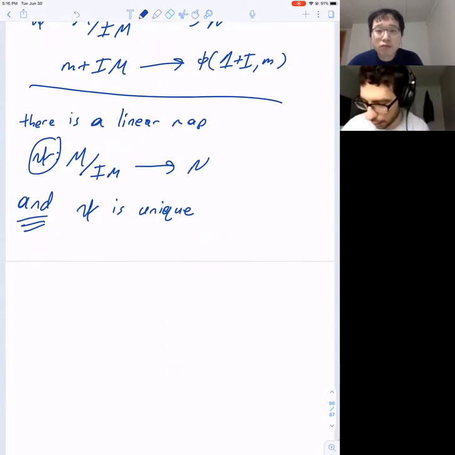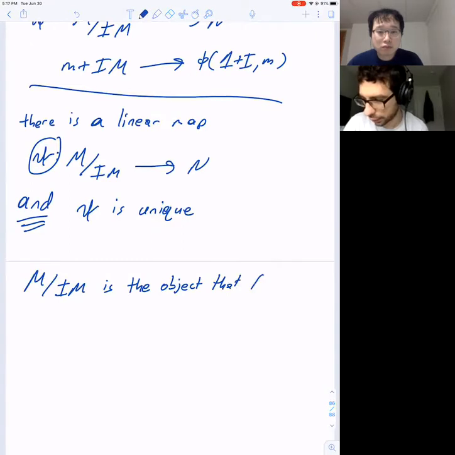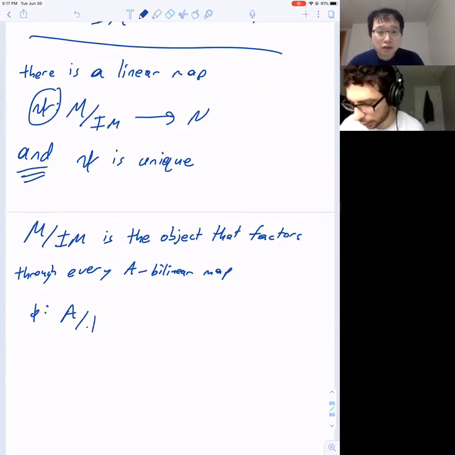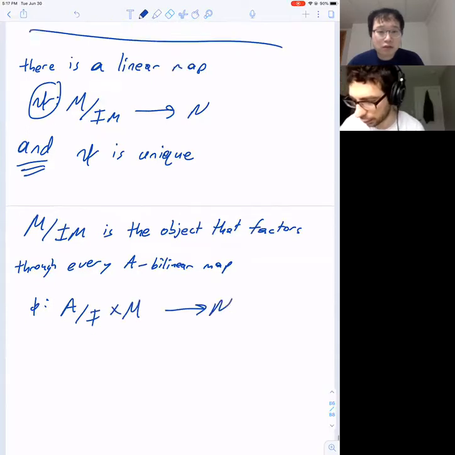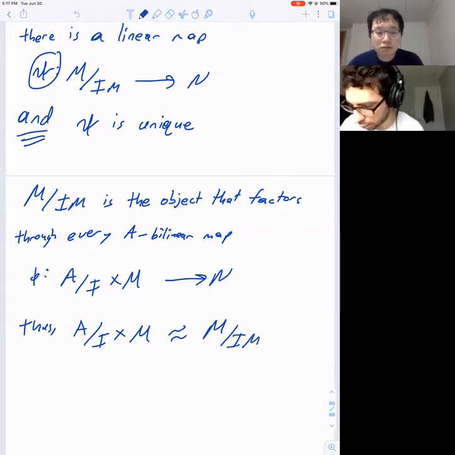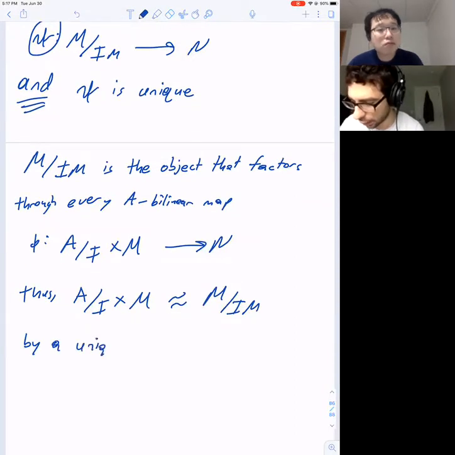So that means M mod IM is the object that factors through every A bilinear map, I will say phi, going from A mod I cross M to N. Thus, we do have an isomorphism and that isomorphism is unique.